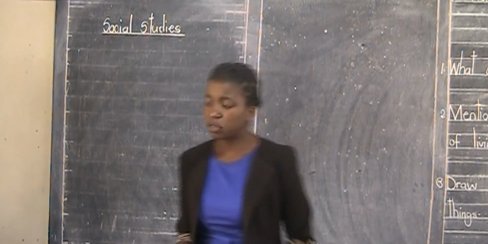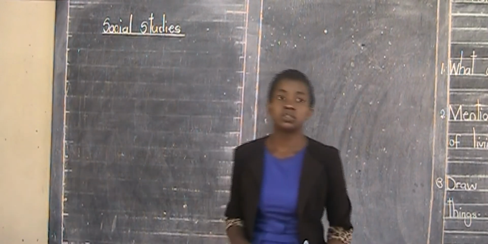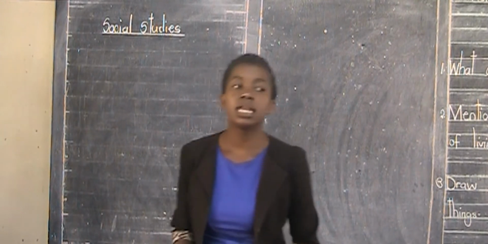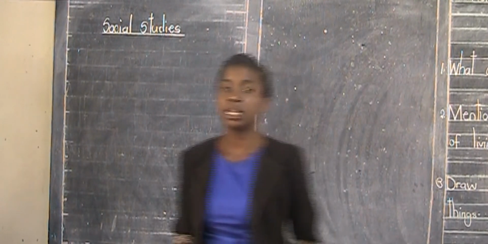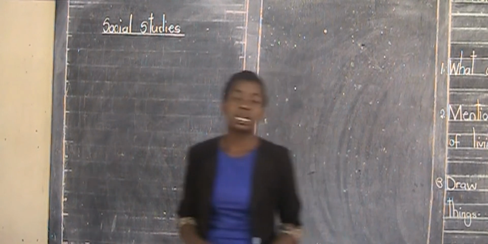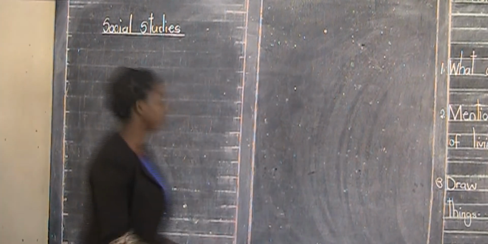So now, since we've looked at what we learned last time, today in social studies we are going to be looking at living things. Can we all say living things? Again, living things. So today in social studies we're going to be learning about living things.